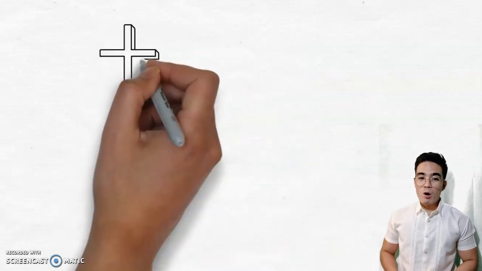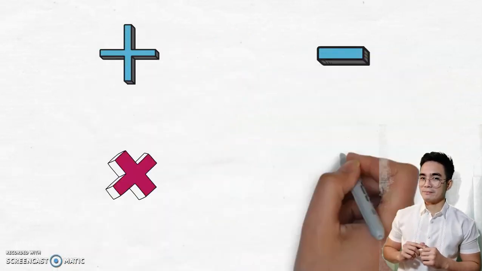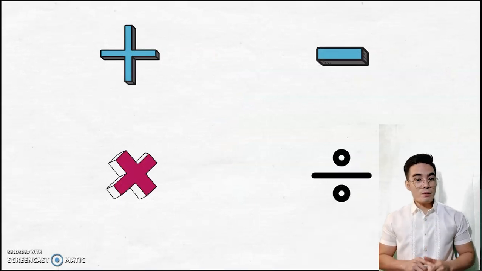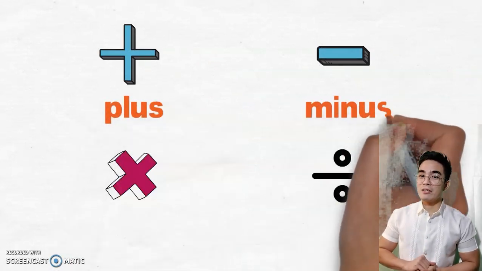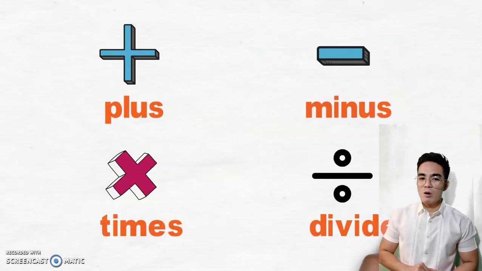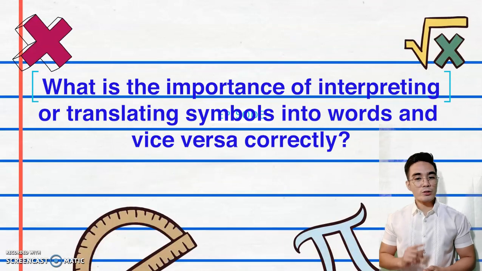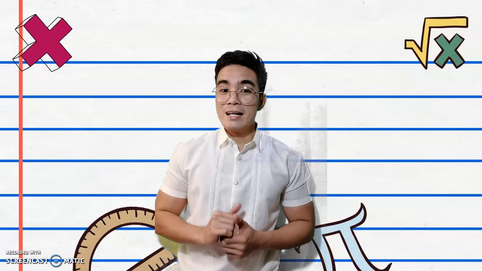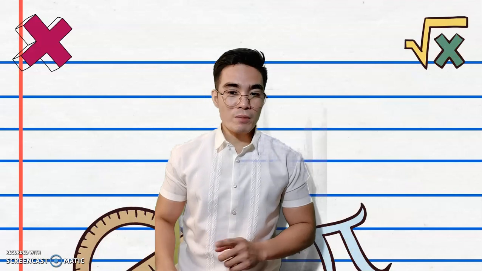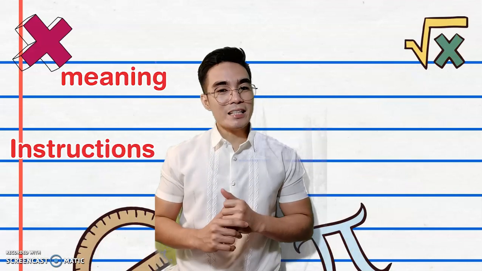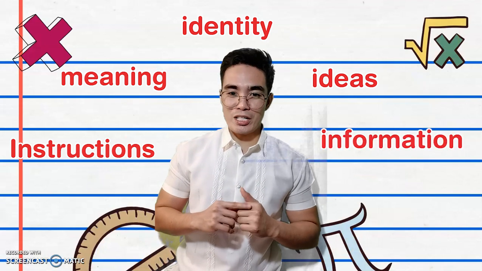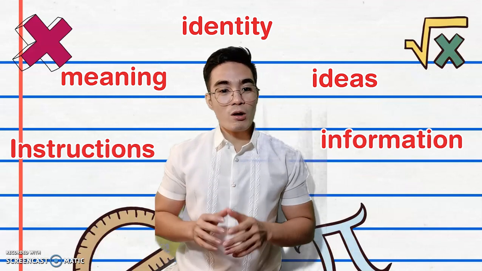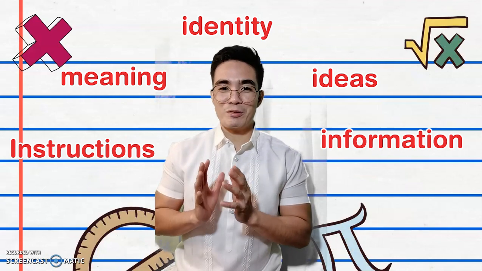In mathematics, what do these symbols mean? It means plus, minus, times, and divide. What is the importance of interpreting or translating symbols into words or vice versa correctly? Well, symbols and logos are important to give us instructions, meaning, identity, ideas, or information. Translating them into words or ideas will give us understanding on how to solve mathematical equations.